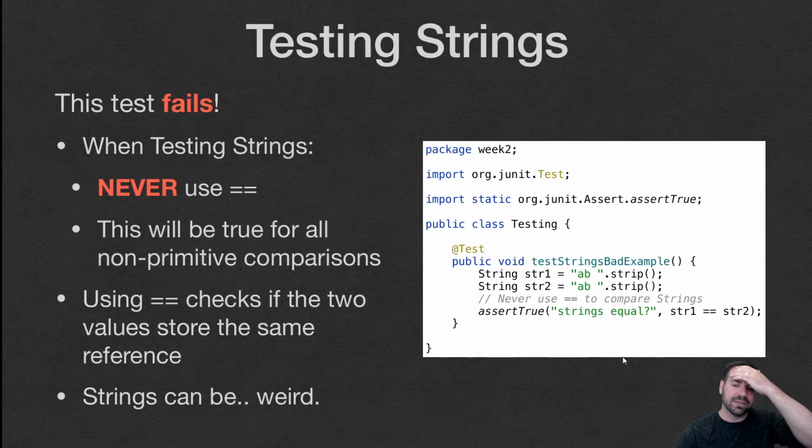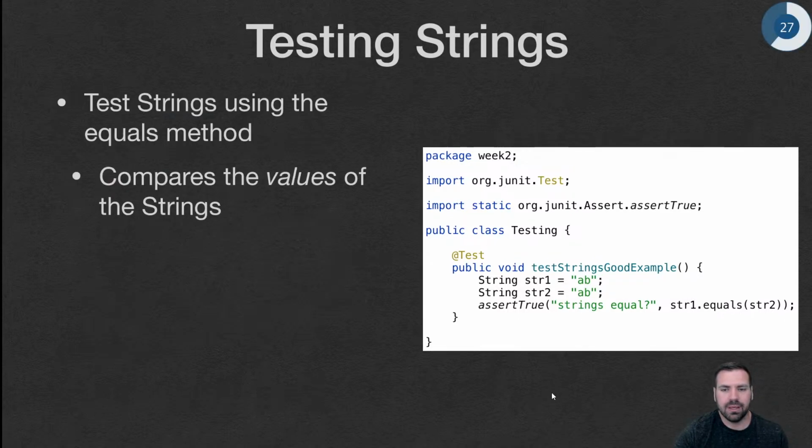It's not always the case. Sometimes you will get away with this. It just depends on how the strings were created. The answer is to use dot equals on our strings. Don't use equal equal. Use dot equals, and this is actually going to compare the values of the strings instead of the references of the strings. So when comparing two strings, use dot equals.